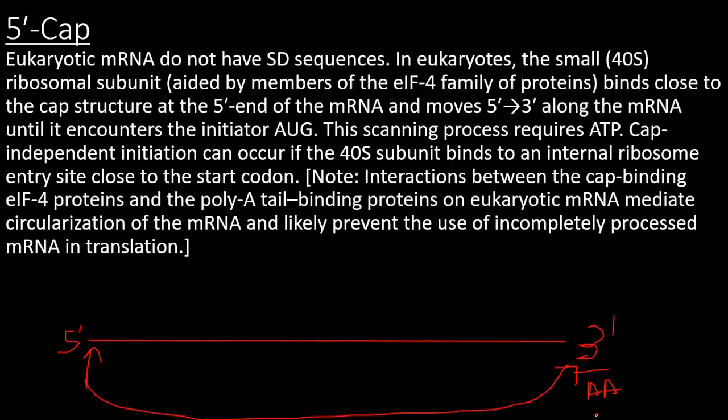circle. And why must they associate with the poly A tail? So as to prevent the use of an incompletely processed messenger RNA. Okay, so messenger RNA which hasn't undergone post-transcriptional modification cannot be translated. Okay, this is in eukaryotes, but in prokaryotes, remember, we don't have post-transcriptional modification.